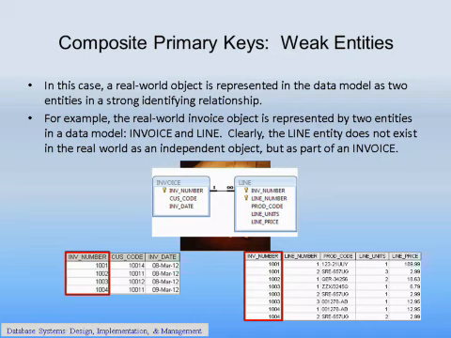The strong identifying relationship highlights the fact that the invoice and line entities are really one real-world object. Clearly, the line entity does not exist in the real world as an independent object, but as part of an invoice. This is another valid use for composite primary keys.